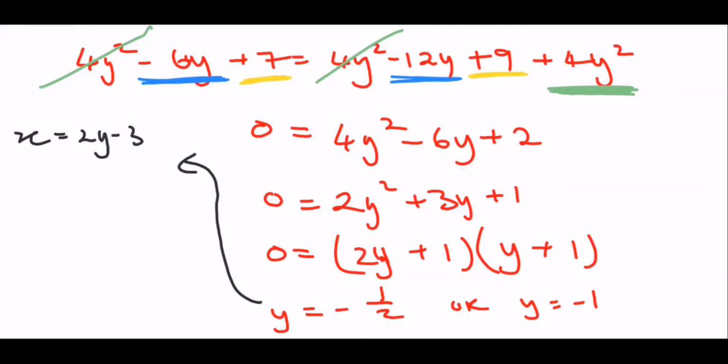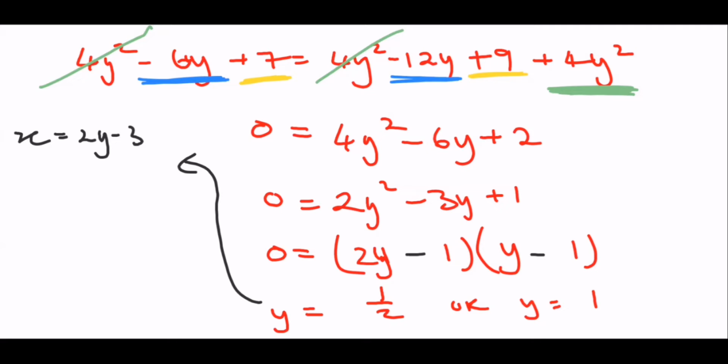It must be negative 6y, which means both the signs in the bracket should then also be negative, which also means that our answers will both be positive. So y will be equal to positive a half and positive 1. Thank you so much. That was Jessie, right? Yes, sir. Okay, thank you.